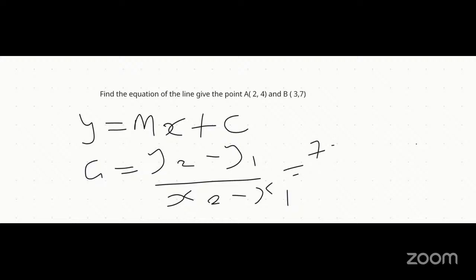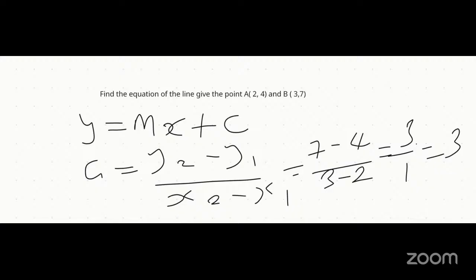7 minus 4 all over, what about our x2 minus x1? 3 minus 2. So that will give us 3 all over 1, to give us what? 3. Very good. So right now we know what our slope is, right? Okay, very good.